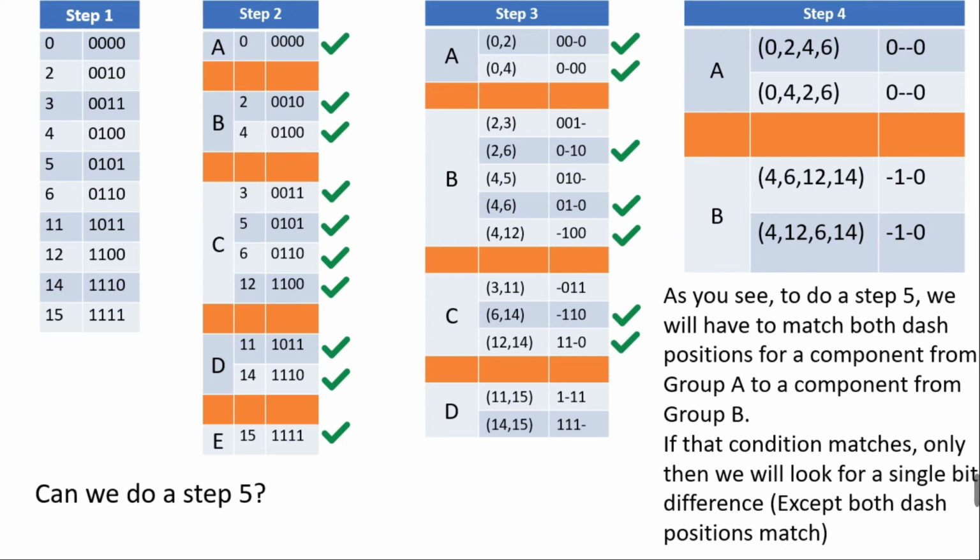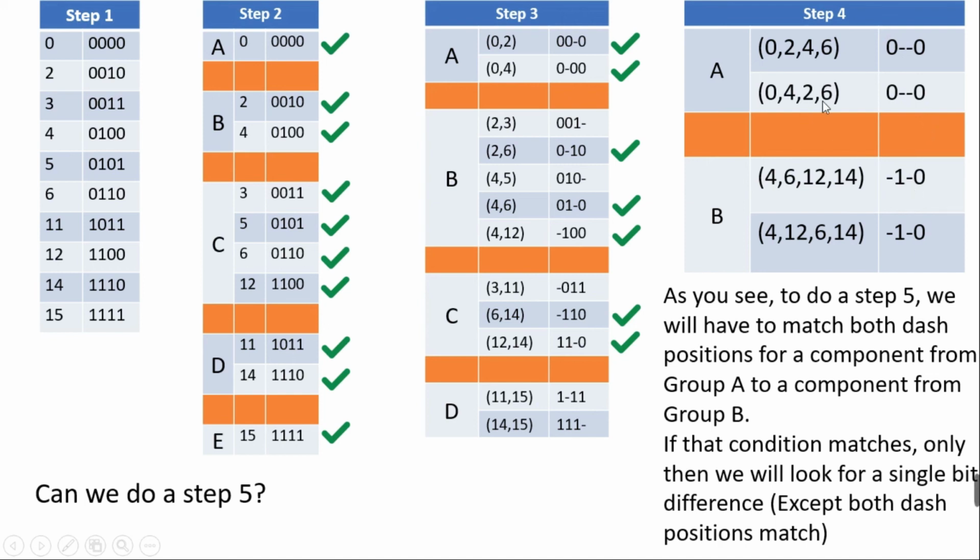To do a step 5, we have to match both dash positions for a component from group A to a component from group B. So if we take this group from group A, 0, 2, 4, 6, with binary number 0-0, we compare it with the binary number for group B, 4, 6, 12, 14. First we match the dash positions. Since there are two dashes in all of those binary numbers, we match both dash positions. When both dashes match, after that we look for another single bit difference. So we are looking for a 3-bit difference: two dashes and a single bit difference.